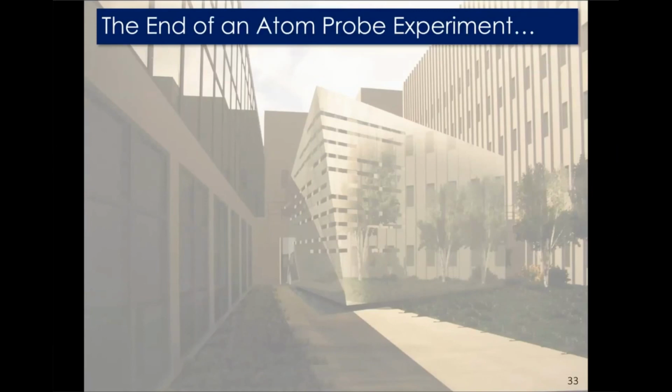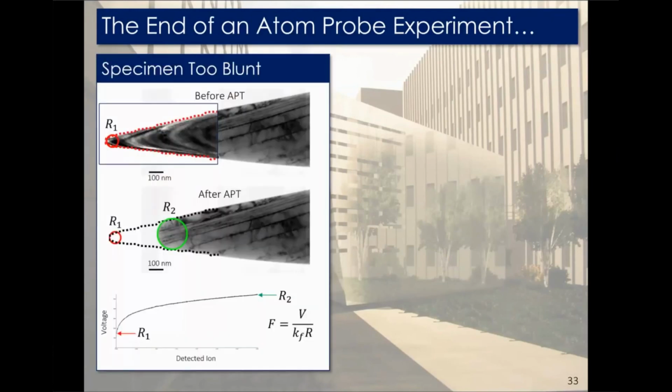But if you were just to leave your atom probe experiment running, what are the factors that limit our ability to generate more data? The first one is basically that our specimen might just become too blunt. So we've been talking again and again about how you need this really fine tip radius to be able to get field evaporation to occur.